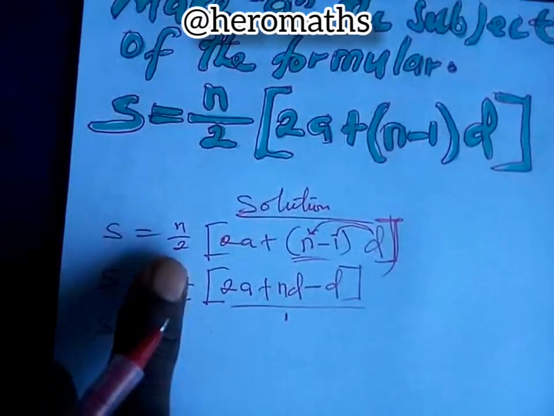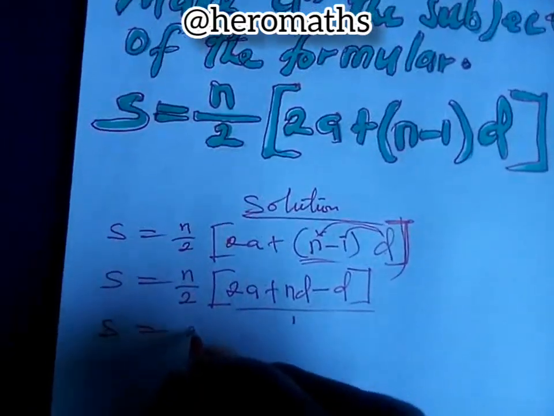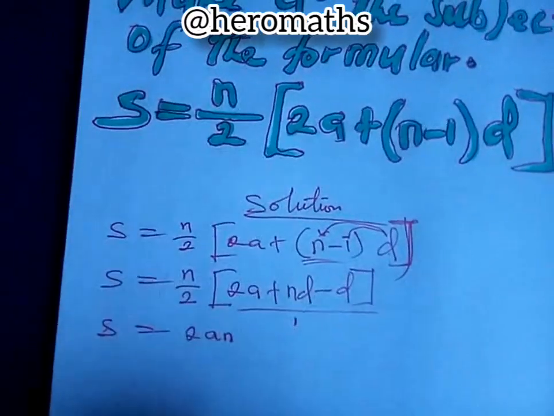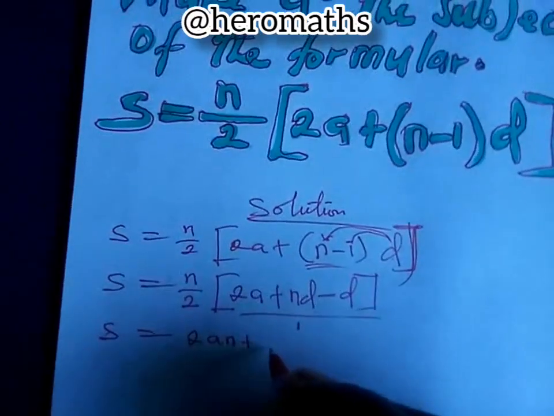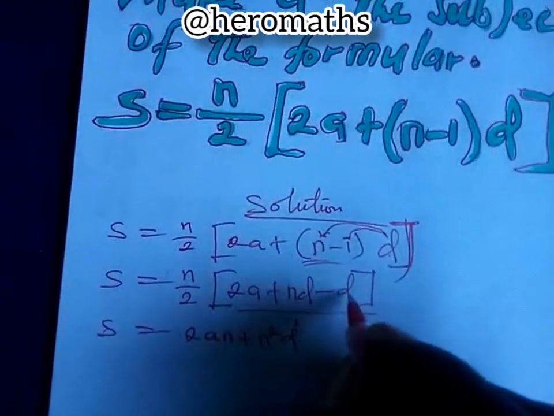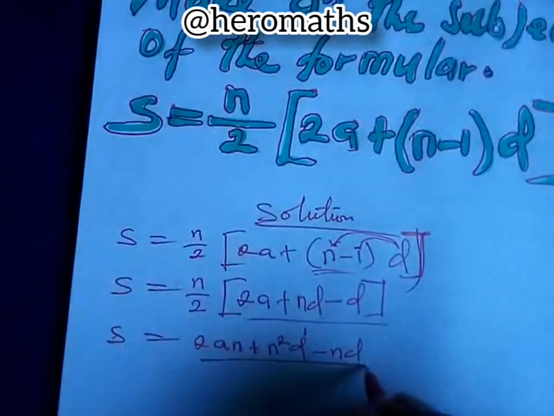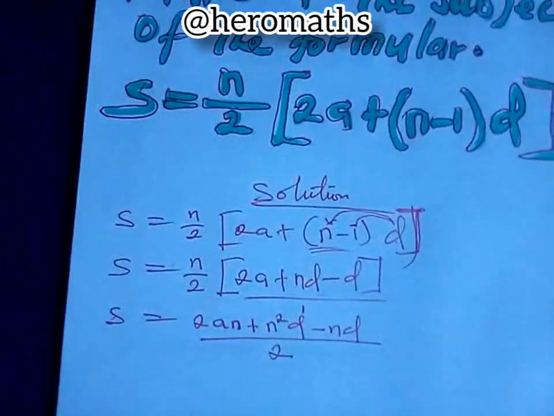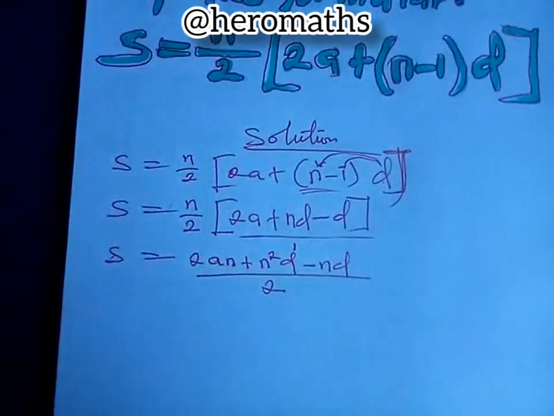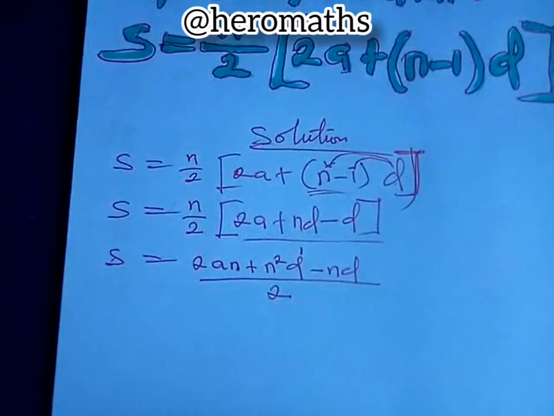So let us do it by opening the bracket. We have n times 2a will give us 2an. Then n times plus nd will give us plus n squared d. Then n times minus d will give us minus nd. All this dividing by 2. This is what we have if we open this bracket.